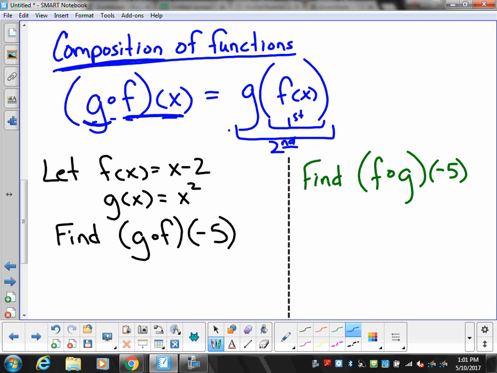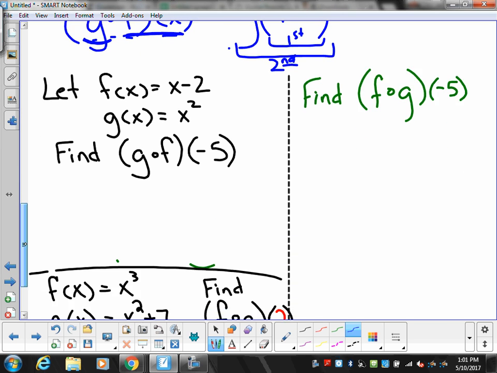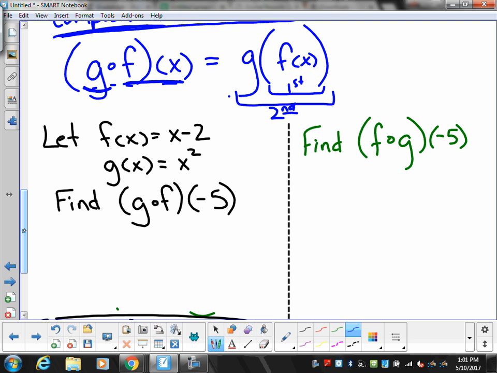Okay, when you flip it down here, when we get to this green part, notice we'll do g first and then do f because of the order change. All right, so we're looking at this problem here. Let f of x equal x minus 2, and let g of x equal x squared. And it says find g of f of negative 5.